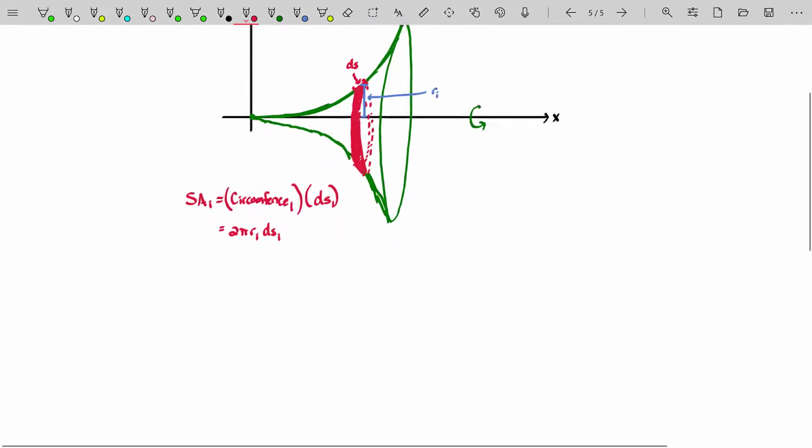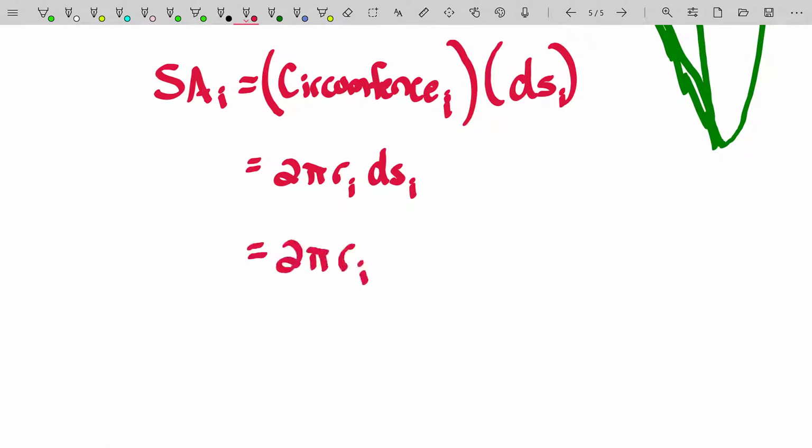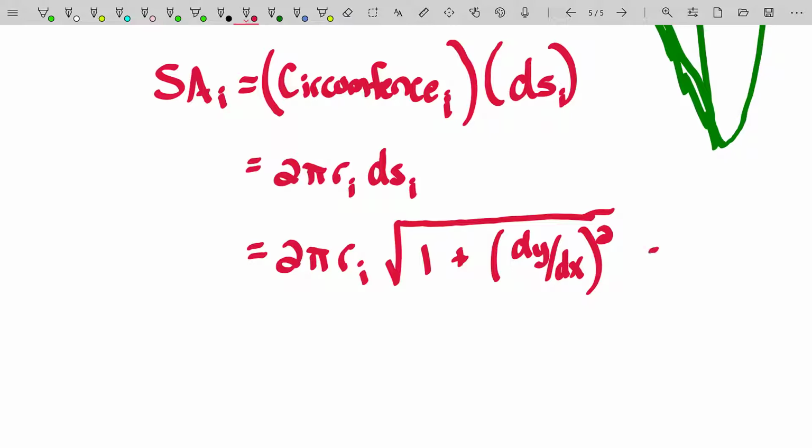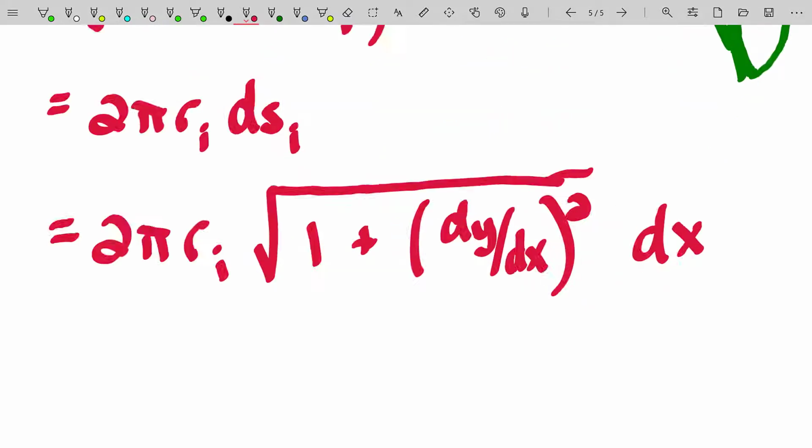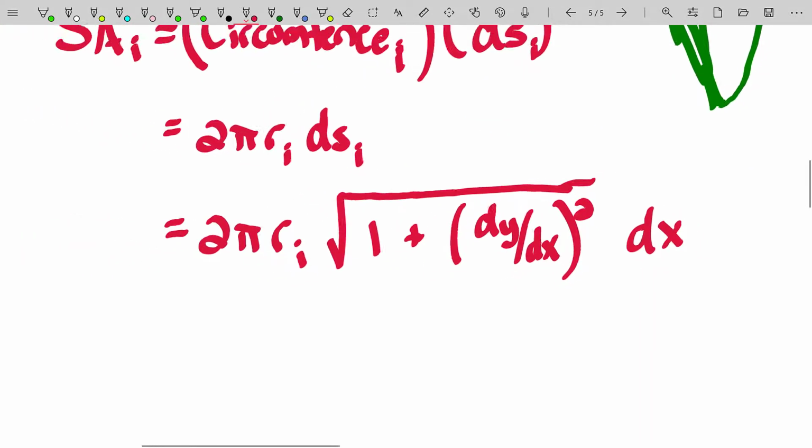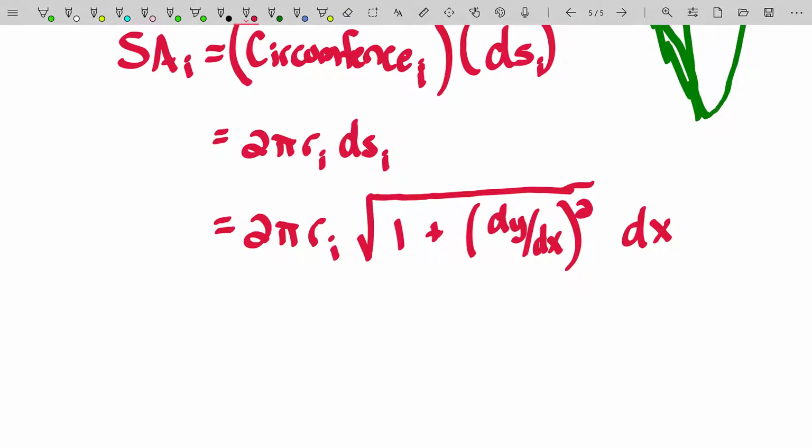We'll do everything in terms of x, which means that the choice for ds here is going to be the square root of 1 plus dy/dx squared, and then dx. These are technically supposed to be sub-i's here, but that's okay. That's not that big of a deal that I didn't write that in. I'm just giving you the formula right now.